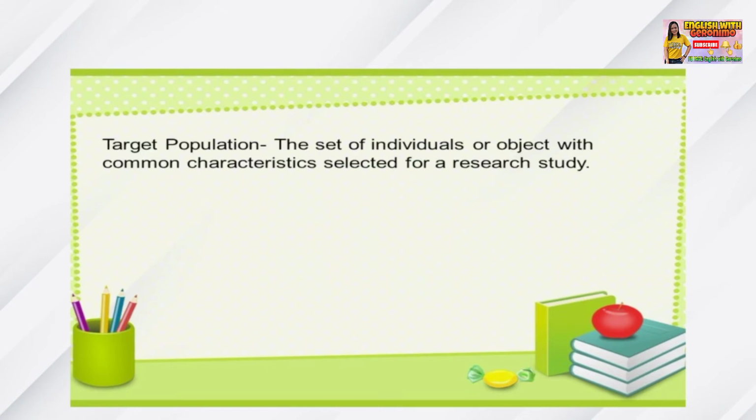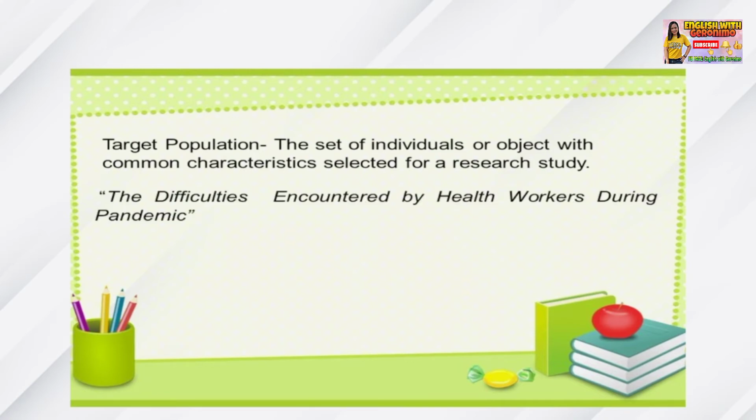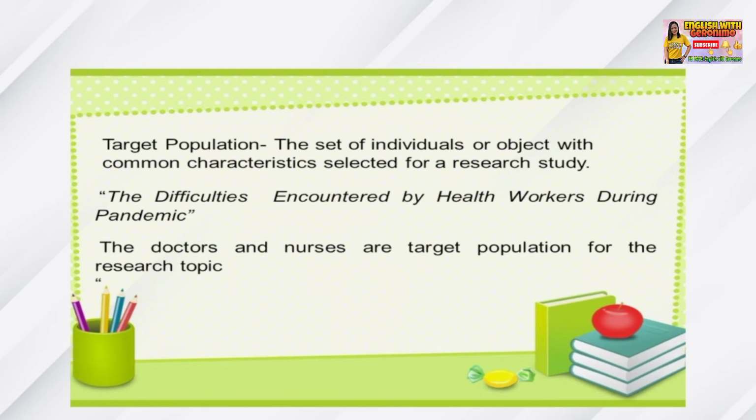In conducting a research, you should have your target population. This is the set of individuals or objects with common characteristics selected for a research study. Let me give you a sample of a topic. The difficulties encountered by health workers during pandemic. Who do you think can be the target population? Yes, you're right. The doctors and nurses are the target population for the research topic.